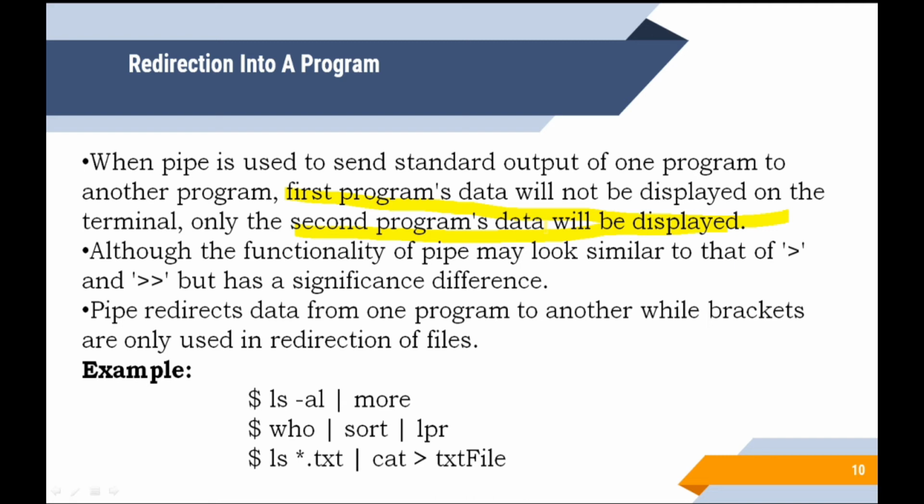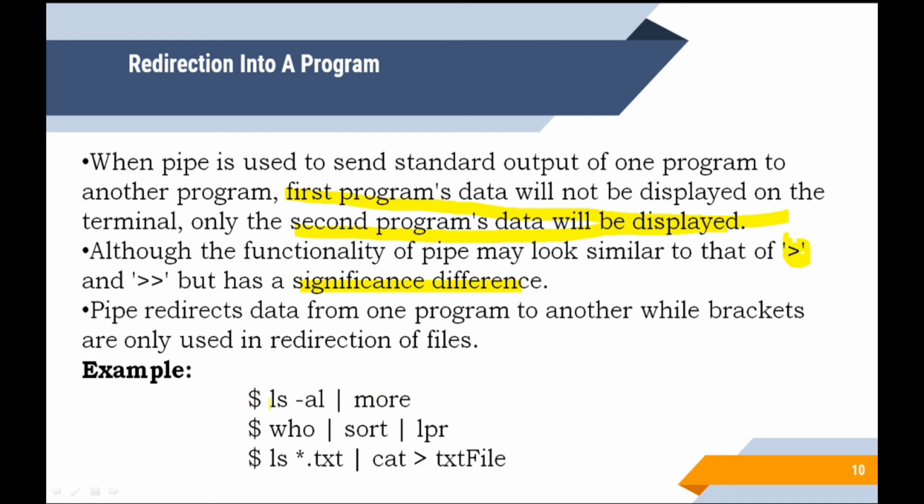Although the functionality of the pipe may look similar to the single redirection or the double redirection, there is a significant difference. Pipe is going to redirect data from one program to another, while the angle brackets are only used for redirection of files. This will be used only for file redirection, but here the pipe will be used to redirect the data from one program to another.